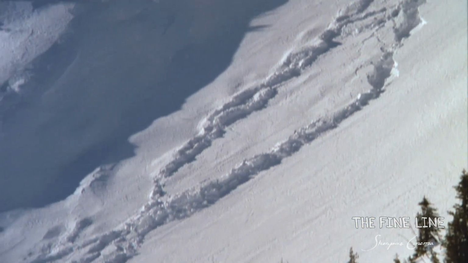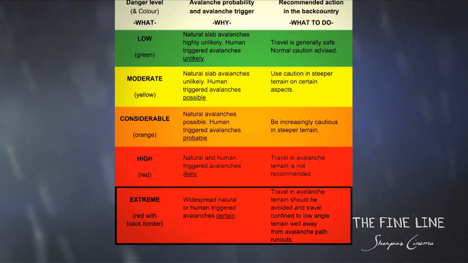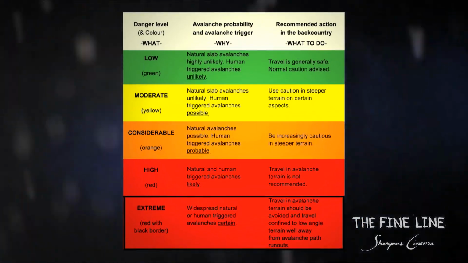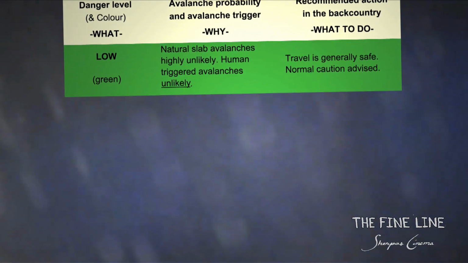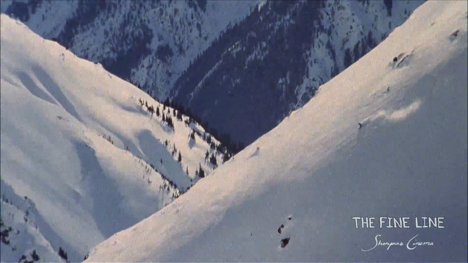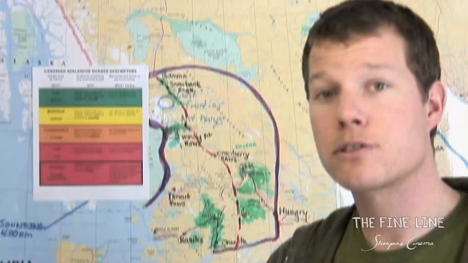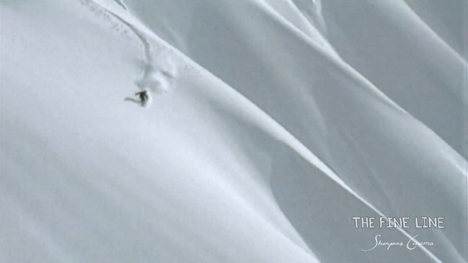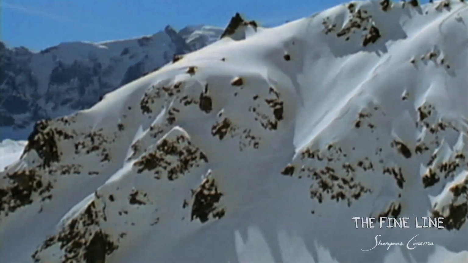This is the Canadian Avalanche Danger Scale, which is an international standard that rates avalanche danger for backcountry recreationists. It's a 5-level scale. It starts with low, which is green, where natural avalanches are very unlikely and people triggering avalanches are unlikely. Travel is generally safe. Normal caution is advised. When you move into the moderate danger, natural avalanches are still unlikely, but people triggering avalanches becomes possible. This is when you want to start using extra caution in steeper terrain.